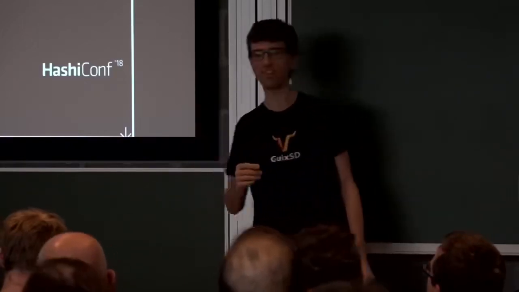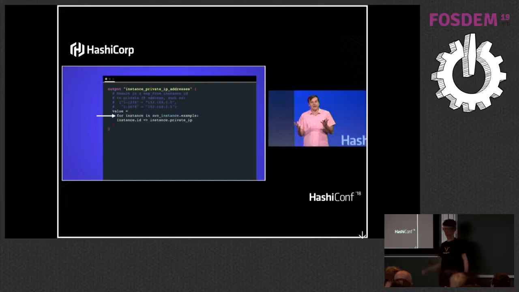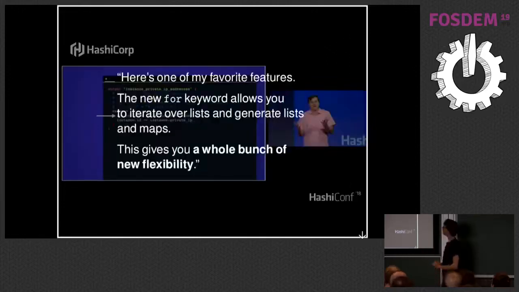And the person was presenting the new features of the language. And that person was saying, look, here's one of my favorite new features. The new for keyword allows you to iterate over lists and generate lists and maps. This gives you a whole bunch of new flexibility. And I thought, this is exactly what we want to do with Guix. We want to give you a whole bunch of new flexibility. That's the point. So we happen to take a different approach, technically, but the end result is the same. We have a whole bunch of new flexibility.